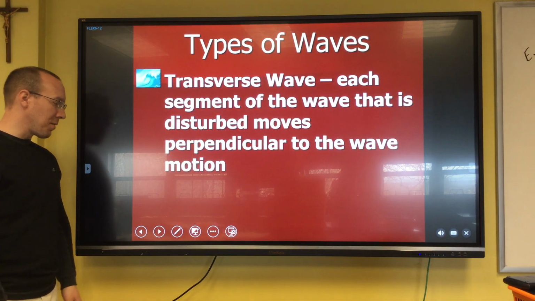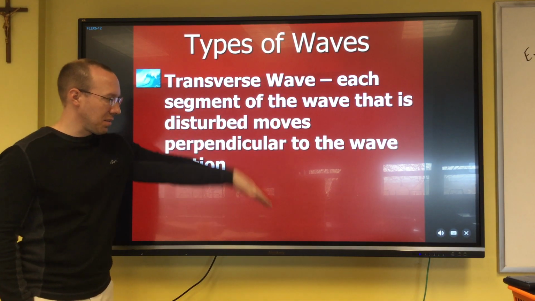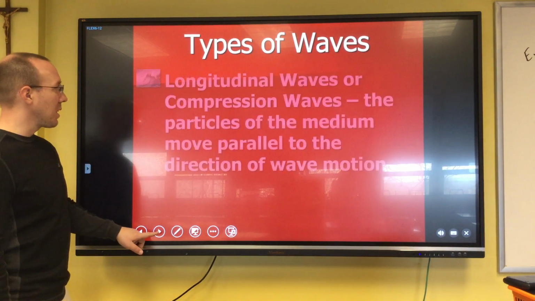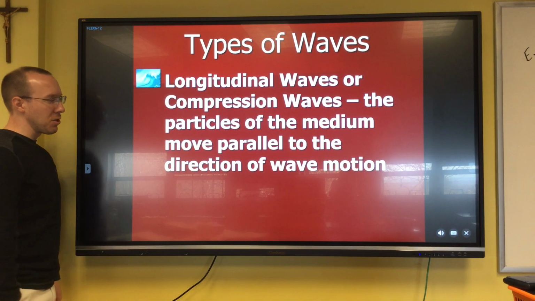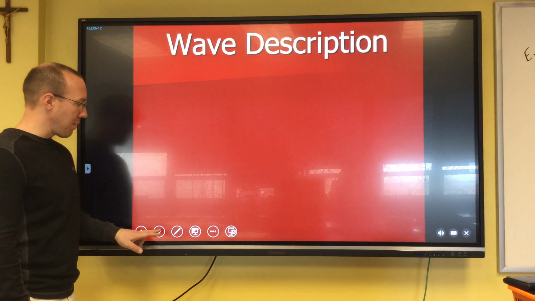All right, 2 types of waves. One, transverse. Looks like this. And secondly, longitudinal. I'm just going to put these up and then I'm actually going to draw a picture. Start labeling parts of the wave.